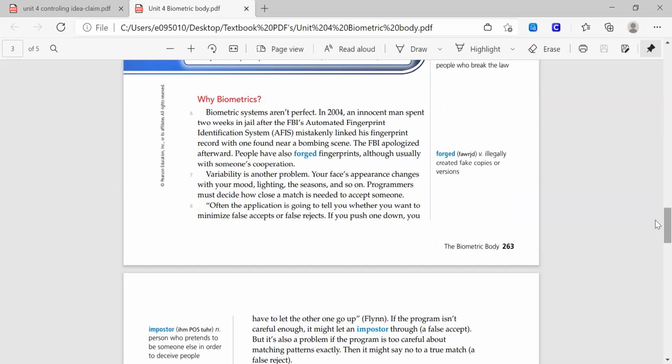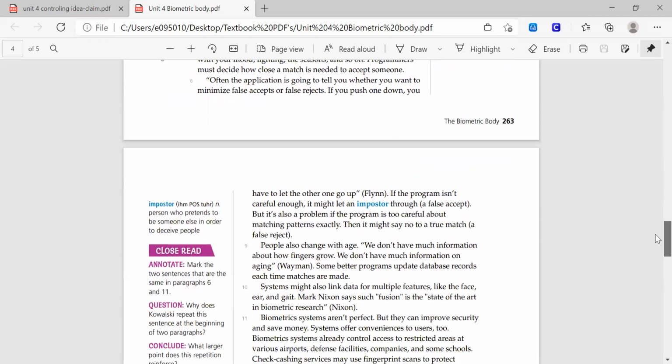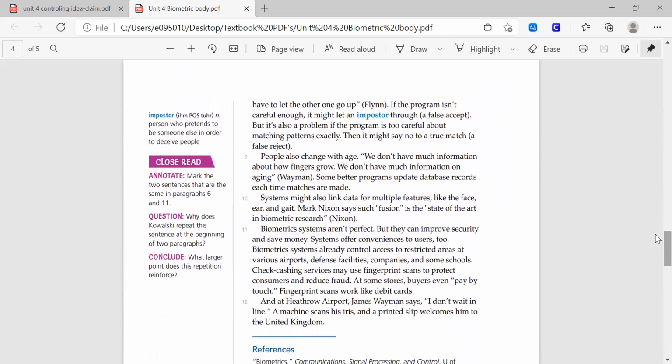Variability is another problem. Your face's appearance changes with your mood, lighting, the seasons, and so on. Programmers must decide how close a match is needed to accept someone. Often the application is going to tell whether you want to minimize false accepts or false rejects. If you push one down, you have to let the other go up. If the system isn't careful enough, it might let an imposter through, a false accept. But it's also a problem if the program is too careful about matching patterns exactly. Then it might say no to a true match, a false reject.